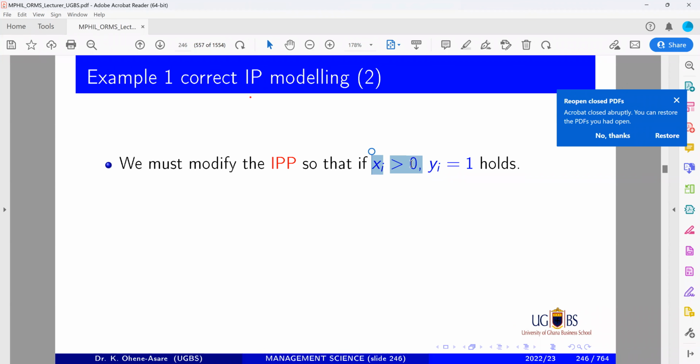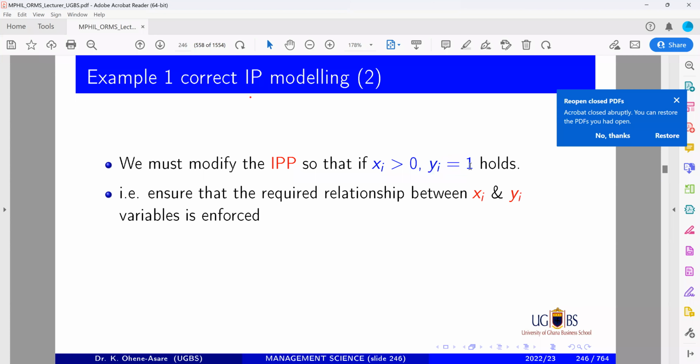anytime we are producing a shirt or short or pants, we must have a positive X, or Y equals 1. We must incur a machinery cost for that. That's the mathematics. Anytime X's are positive, Y must be equal to 1. So that's the first point. So how can we do that? How can we ensure that that relationship between X and Y is maintained, is enforced?